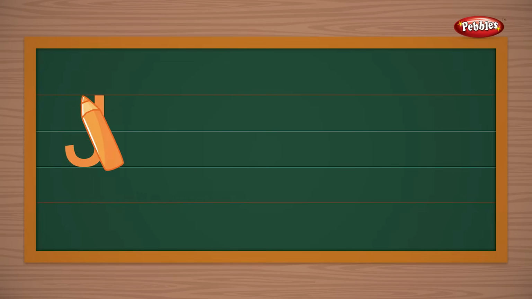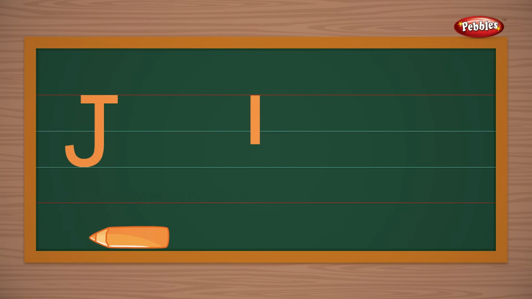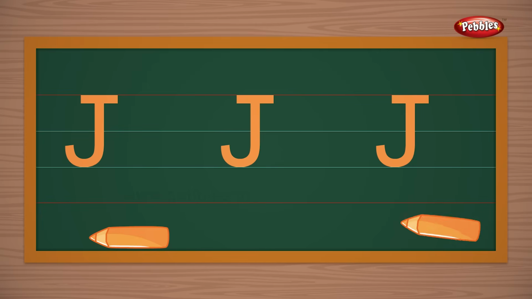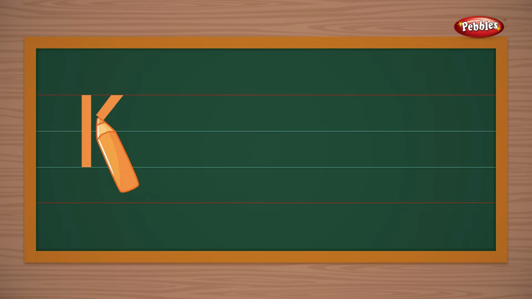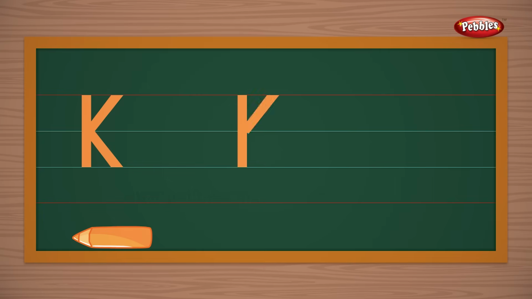Now we will write J. Standing line with a small curve. One sleeping line makes J. It's time to write K. A standing line, a cross line up and a cross line down makes a K.